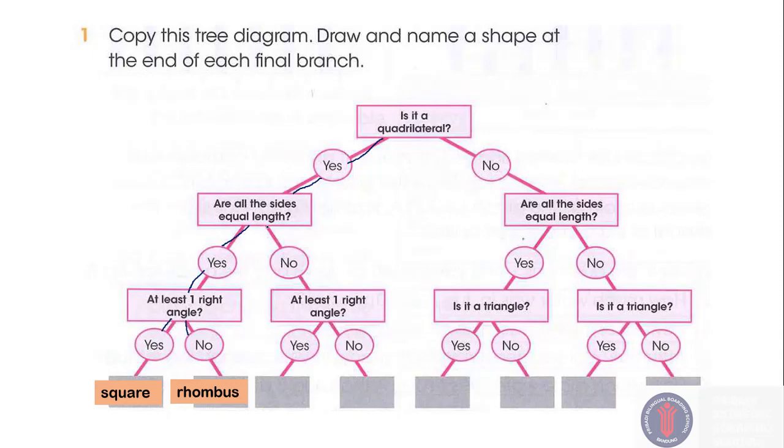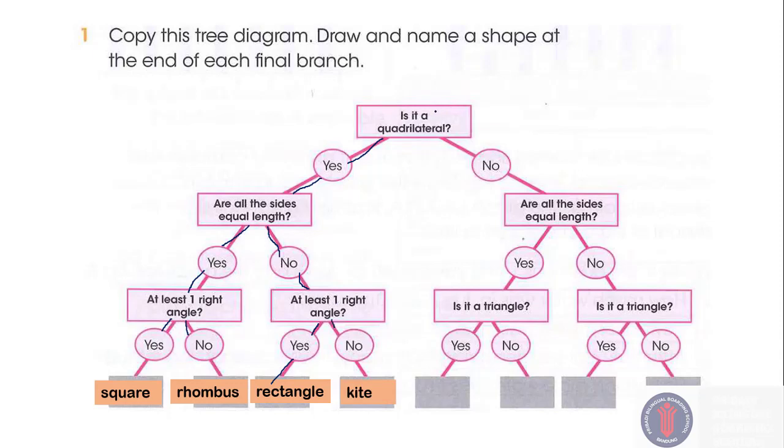Now let's see. Are all the sides equal length? No. There are so many quadrilaterals that do not have all sides equal. And then, at least one right angle? If it is yes, it will be a rectangle. And if it is no, it will be a kite.